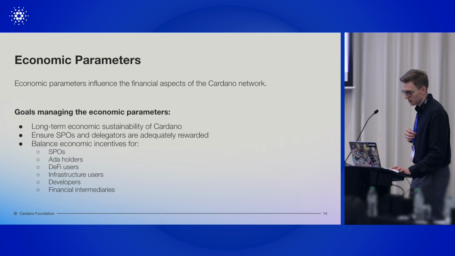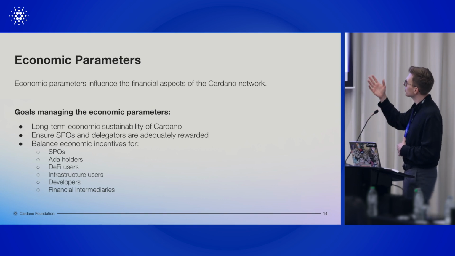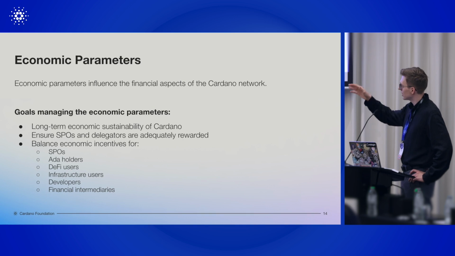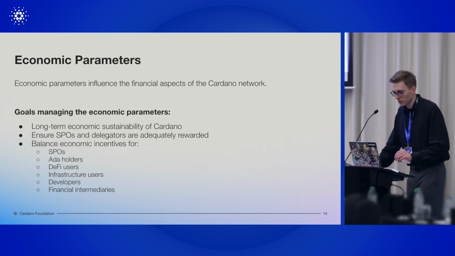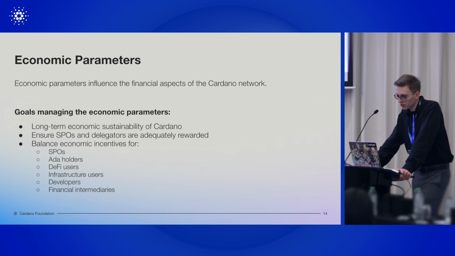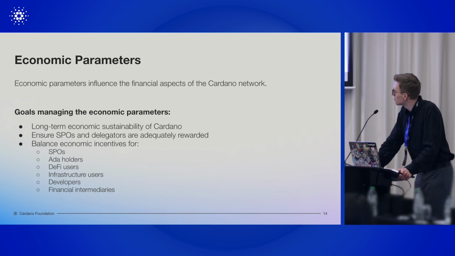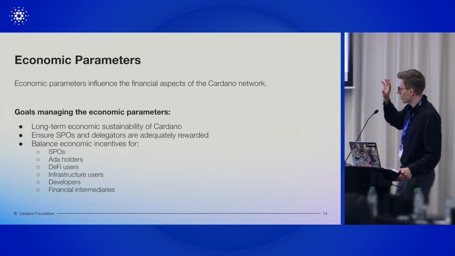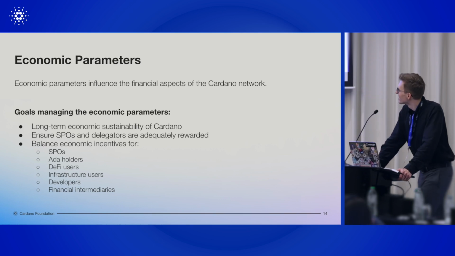Another thing is, of course, that the economic model on Cardano is also providing economic security, by having delegators, having stake participate. We also need to make sure that the SPOs and the delegators are adequately rewarded. This is crucial for the security of Cardano as well. And when we think about economic incentives and how to balance them, we do not just have one persona group, but we have a few. There are the SPOs, of course, the delegators, the ADA holders. I know SPOs are also ADA holders, but bear with me. Then we also need to consider DeFi users, and a lot of others, and of course developers as well.